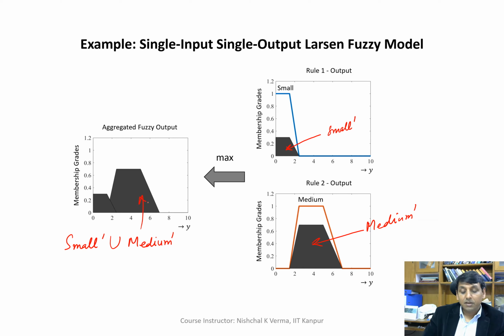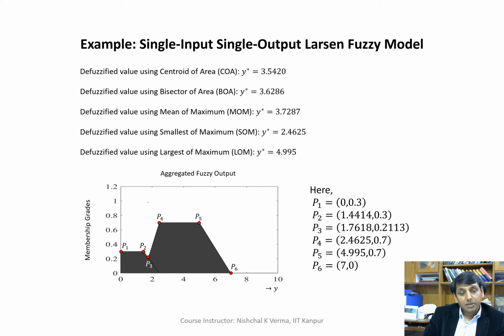Now we can use any suitable method of defuzzification to get the crisp value. So here this is the fuzzy output, and when we use the centroid of area defuzzification, it gives y star as the crisp value, which is 3.5420. The formulas I have already discussed. The same fuzzy quantity gives different crisp values. When we use the bisector of area, we get 3.6286 as the crisp value.